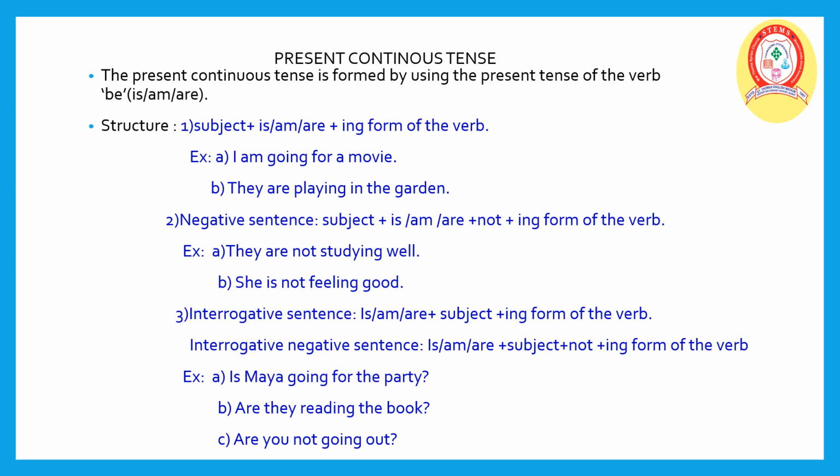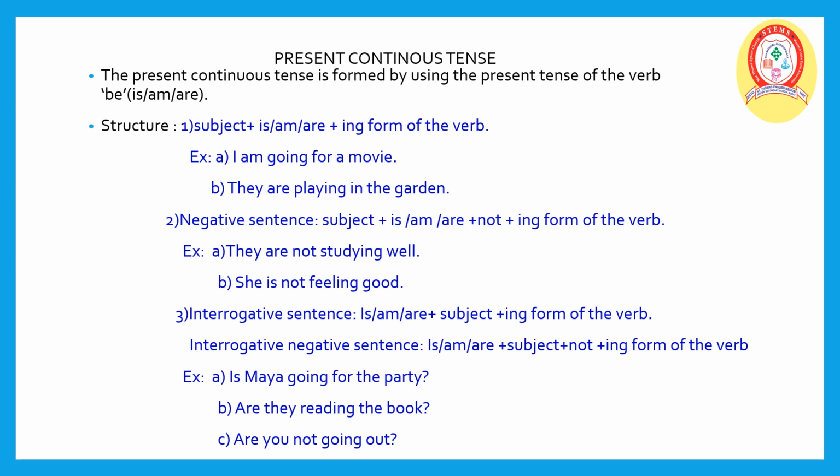I am going for a movie. I is a subject here. I is singular. Am is used because it is first person I. Going is a continuous form of go, G-O-I-N-G. Going for a movie. I am going for a movie.